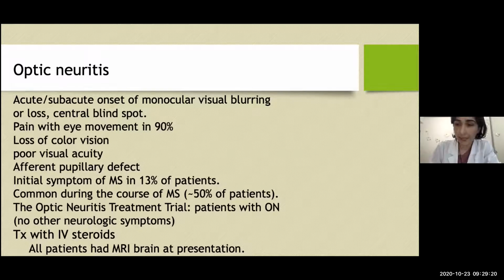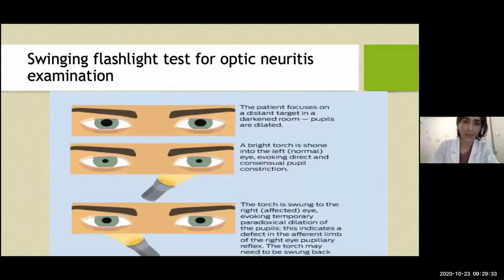These things will be present in the patient who's encountering optic neuritis. So treatment for these patients who only have optic neuritis and no other neurological symptom is IV steroids, and all patients should get MRI at the time of presentation.